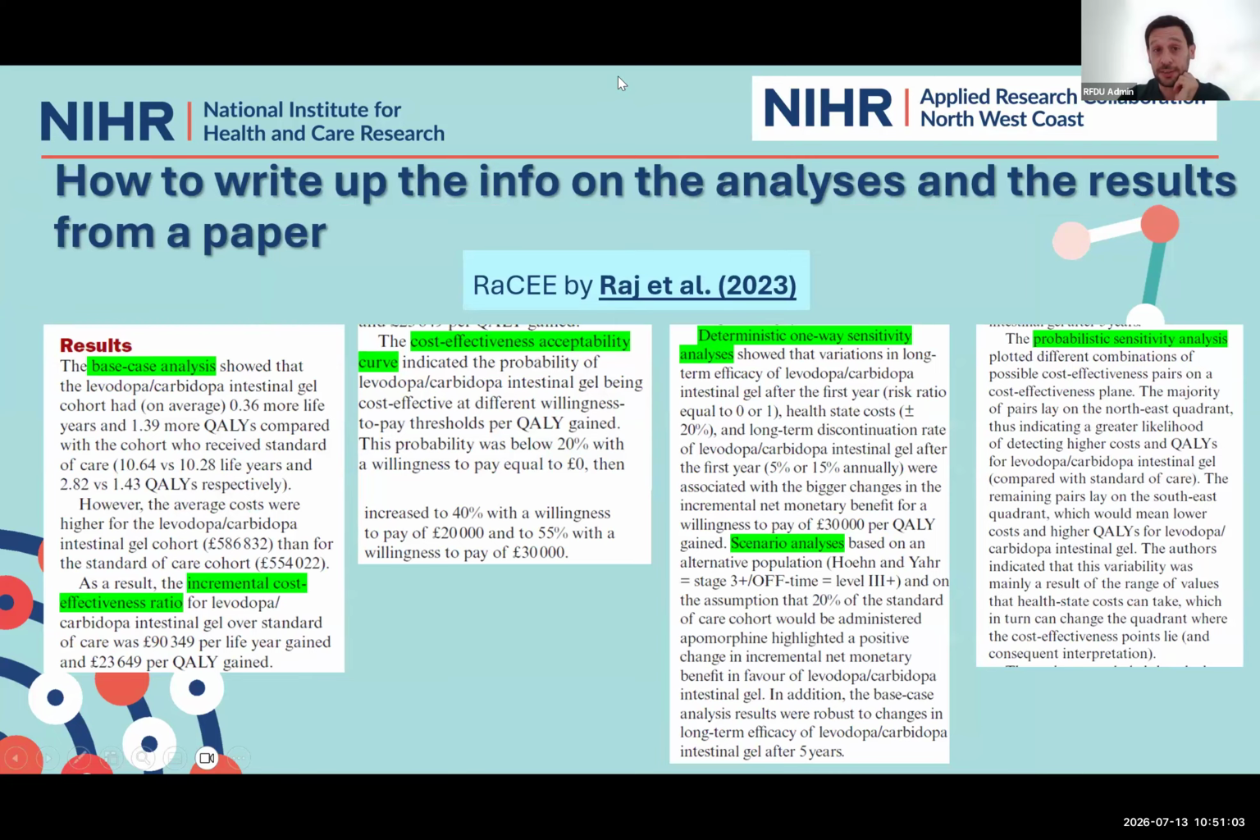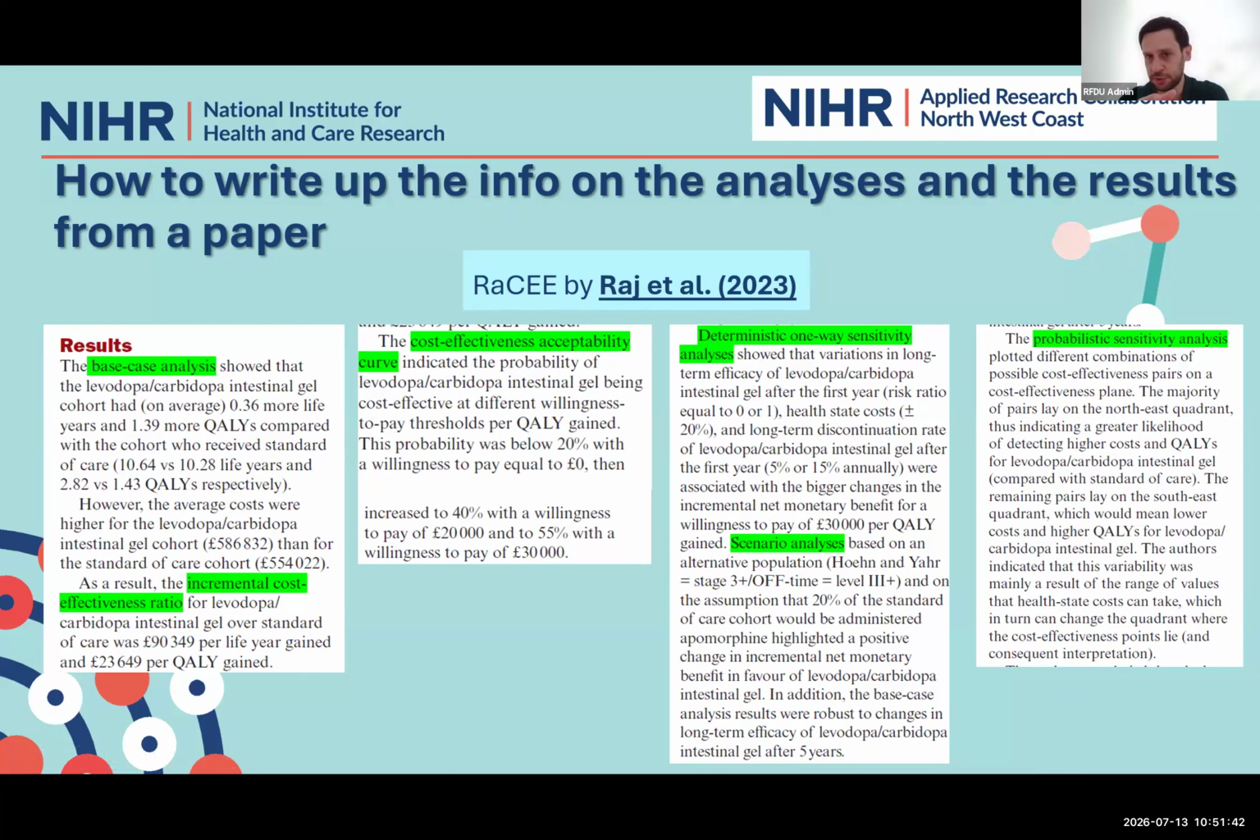Lastly, I just want to show you the example from our first RaCEEs. We were trying to write up the information on the analysis and the results from the advanced Parkinson's disease study. So in our results section, we had specific paragraphs talking about the base case analysis, the incremental cost effectiveness ratio, the cost effectiveness acceptability curve, the deterministic one-way sensitivity analysis, scenario analysis, and probabilistic sensitivity analysis. So we tried to extract all this information from the paper and concisely summarize in an objective way the different elements of the analysis.